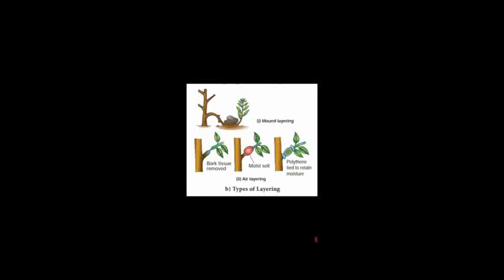So these are the different conventional methods: cutting, grafting and layering. Dear students, I hope you have all understood the different methods of conventional vegetative reproduction. Next, we are going to see the advantages of the conventional method.